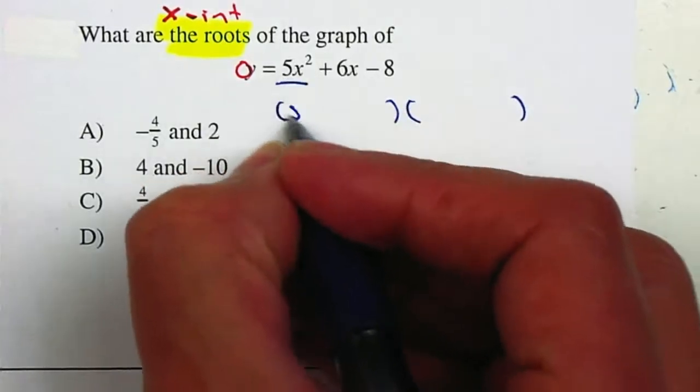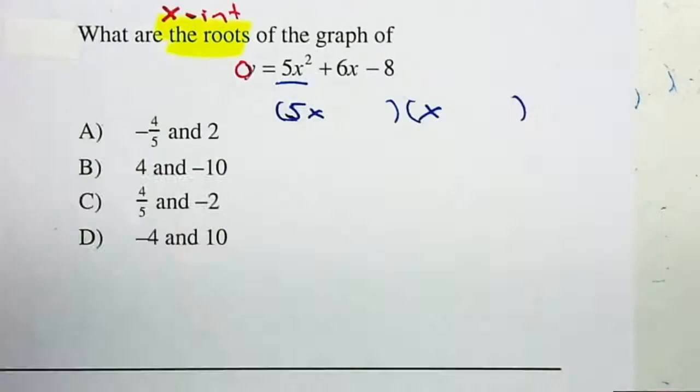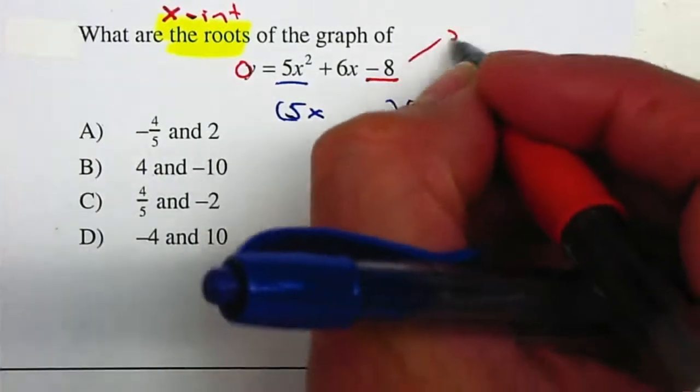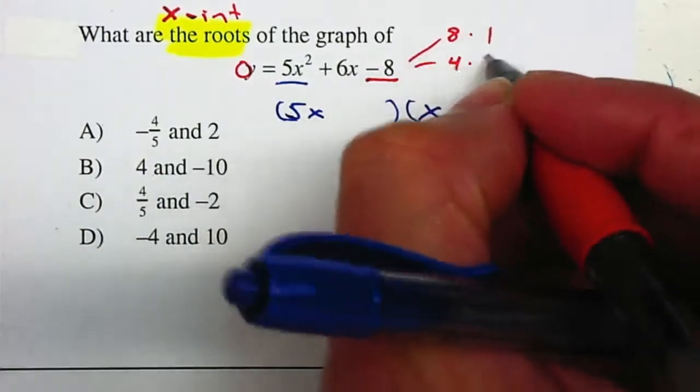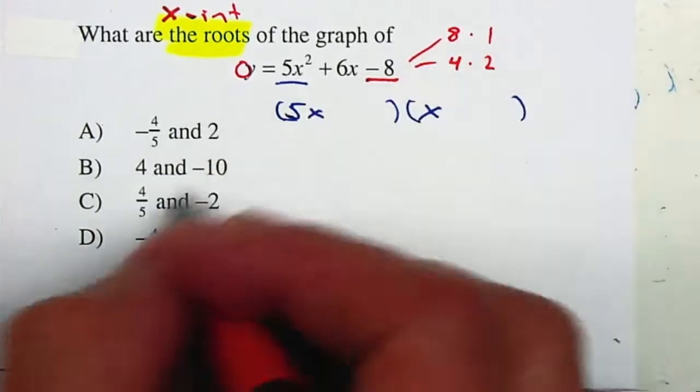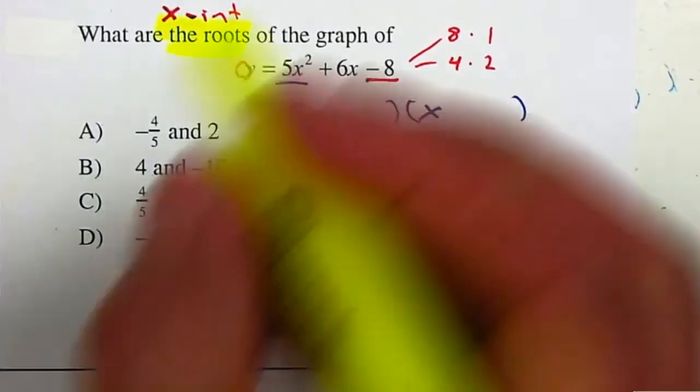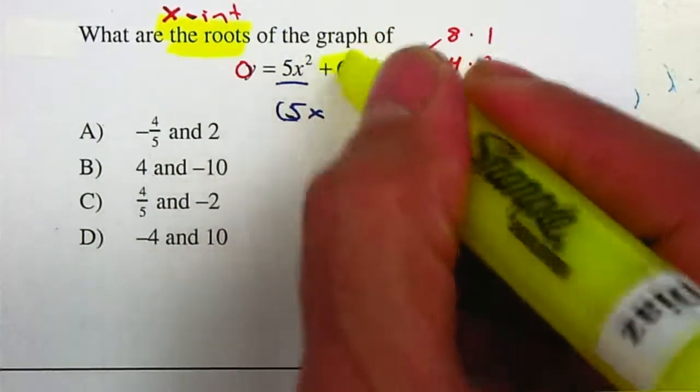Factors of 5x squared gives you 5x and x. Factors of negative 8 can be 8 times 1 or 4 times 2. Notice that there are no 8s as part of your answer, so probably 4 and 2 will work. And when we multiply it out, we should end up with a positive 6x.